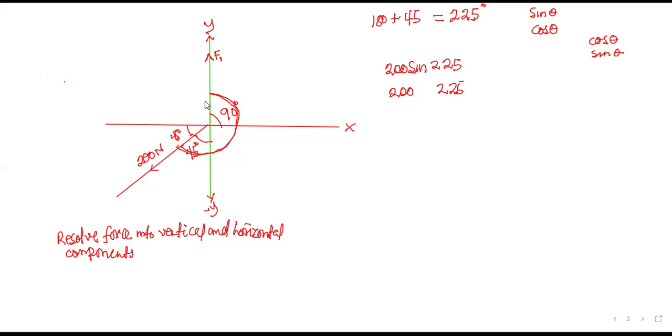Wilfred: Please, where is the 200 coming from? The magnitude of the force. The force is 200 Newton. So a force of 200 Newton acts at an angle of 225 from the north. So the force given, look at the drawing, is 200 Newton. Are you okay? Yes, sir. All right.